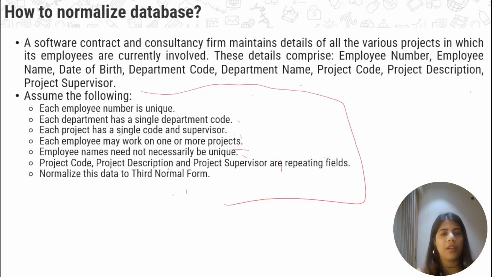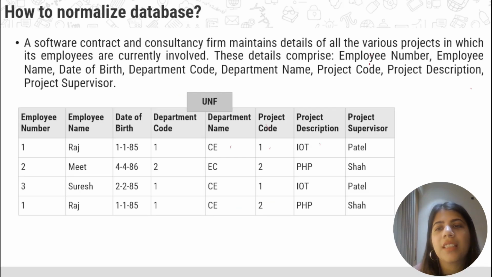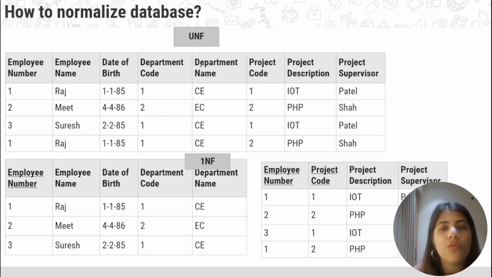So we need to normalize this data into maybe the third normal form. So now let's make this into a table over here. I have put all these attributes properly into one table, like it was displayed over here: employee number, employee name, date of birth, department code, department name, project code, project description and supervisor. This is my unnormalized form. I directly put it in one table. Now let's convert this into 1NF.